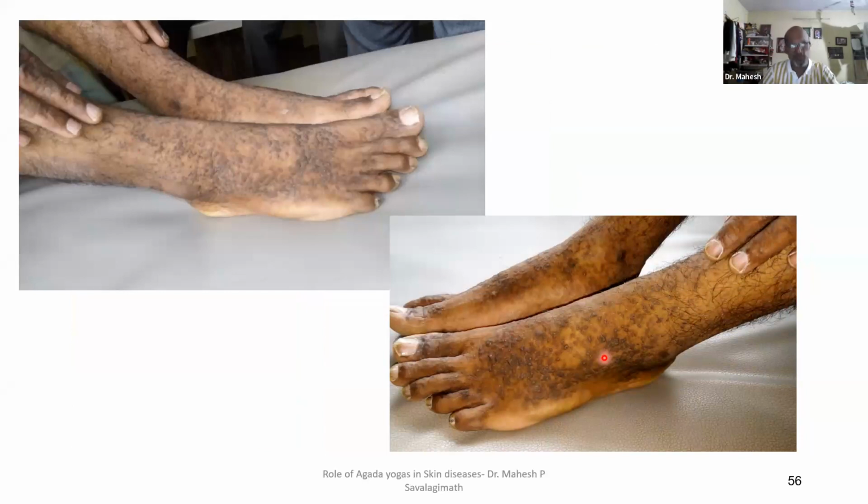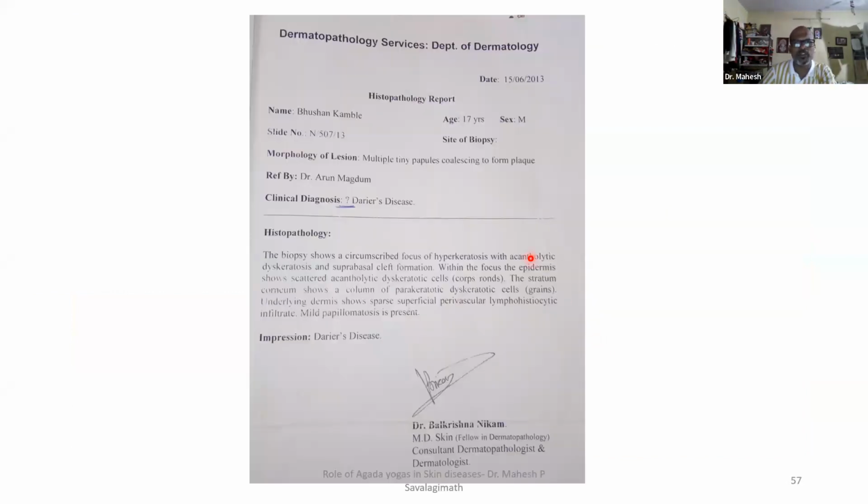We considered it as Dushivisha-janya Vata Kapha Kushta. But it was diagnosed in modern medicine as Darier's disease. Sometimes it is said to be genetic in origin, something like that, but I'm not sure. I'm not good in modern dermatology. But we consider it as Dushivisha-janya Vata Kapha Kushta.